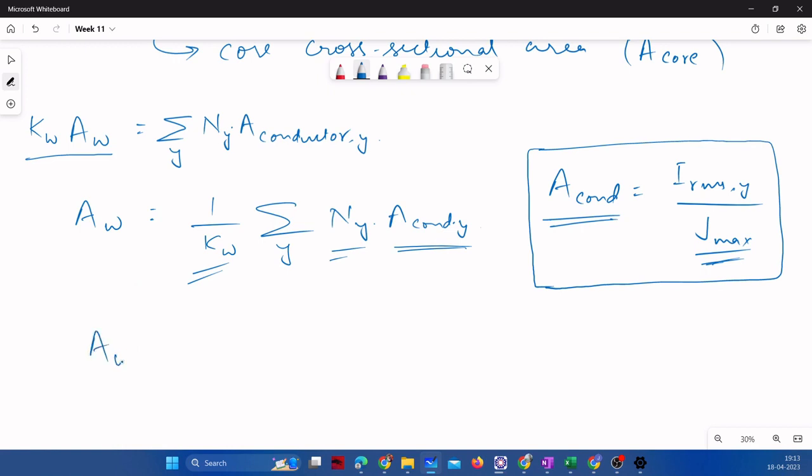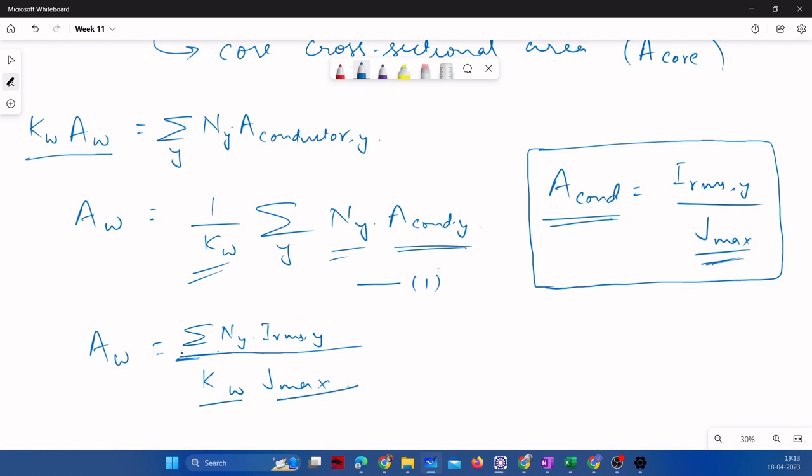So let me just extend the upper equation. I'm just plugging the value of area of conductor into equation 1. So here it will be N into I RMS. So window area is equal to the ratio of MMF summation divided by your window factor Kw and J max.